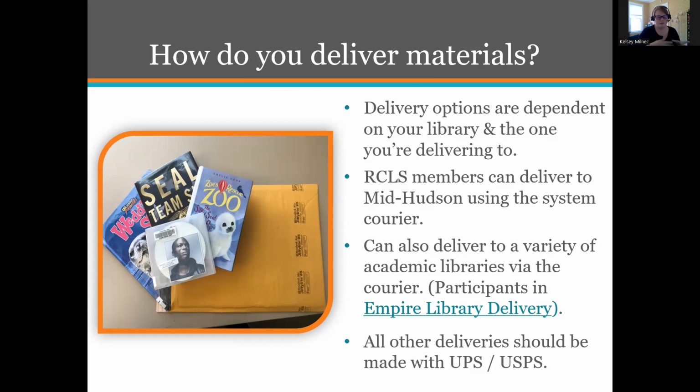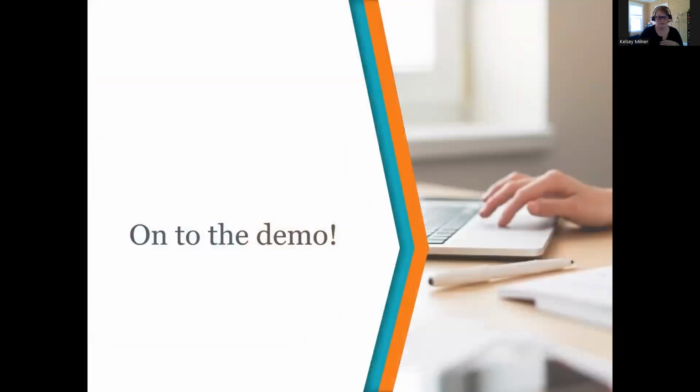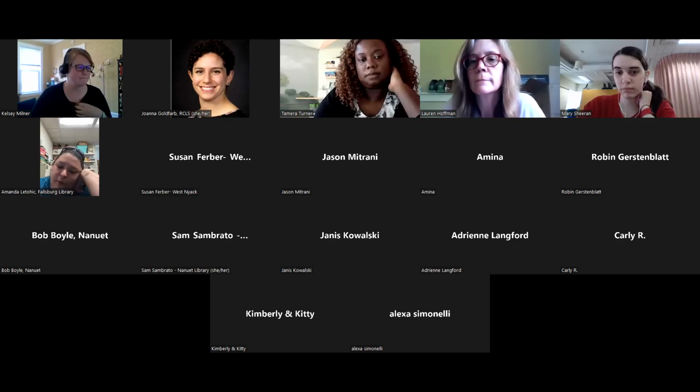I'll talk more about the process of using your courier for these deliveries as we go through a sample request. All other deliveries in SEAL that you can't make with your courier, you would need to make using typical shipping methods like UPS or USPS, or FedEx. This will be the most common method that you need to use when delivering to and from school or special libraries. Okay, so before starting the demo, I just wanted to stop and see if there are any questions on what we've covered so far.